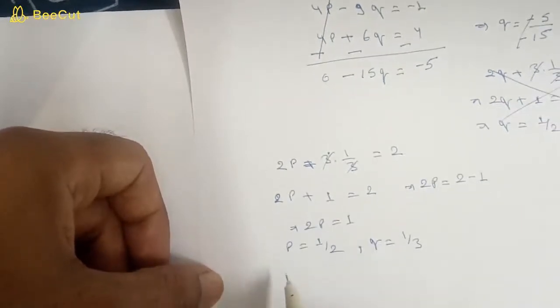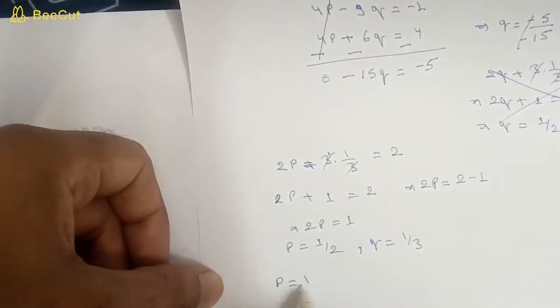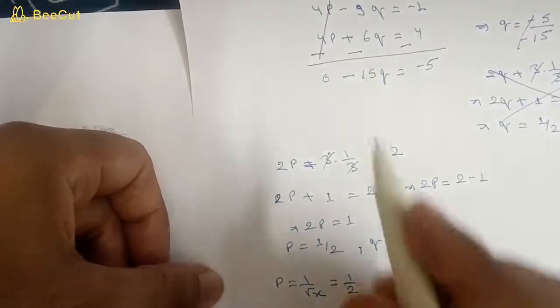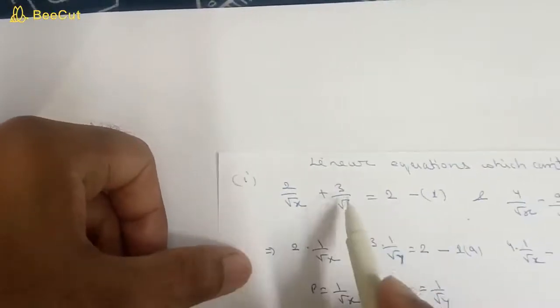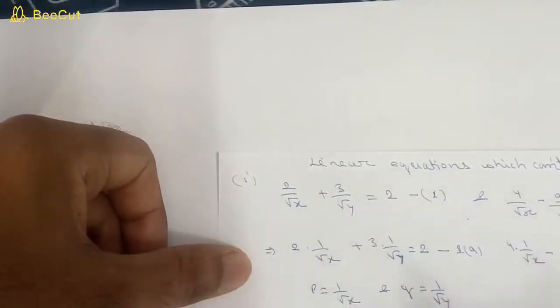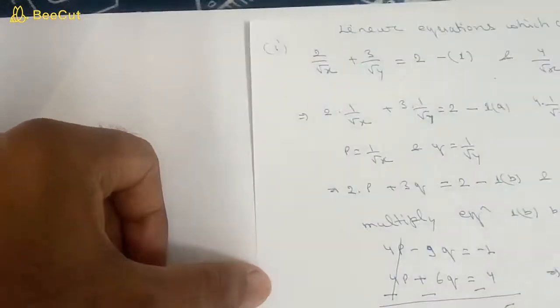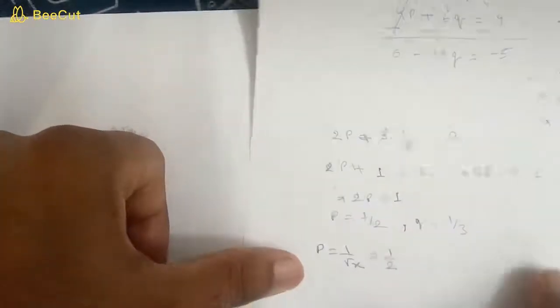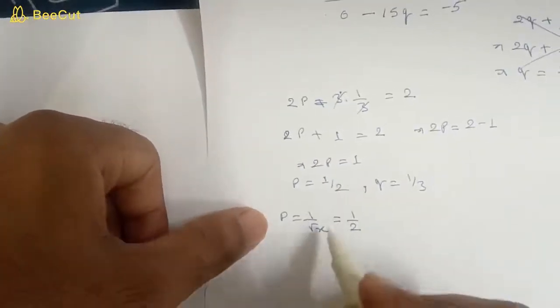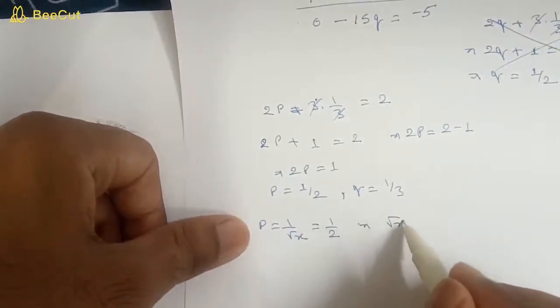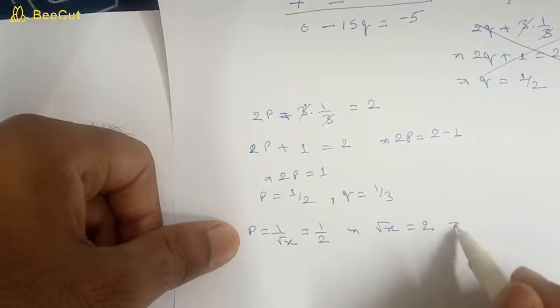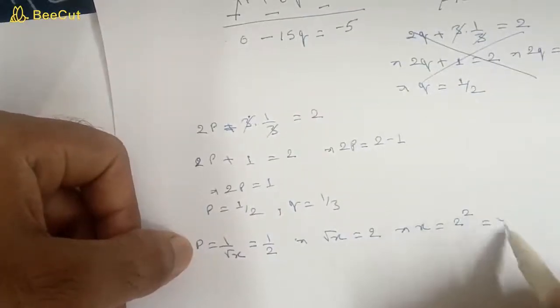Now we have assumed that p is equal to 1 by root x. So 1 by root x is equal to 1 by 2. We have to find the values in terms of x and y, because x and y are the actual variables, p and q are only assumptions. So we have to get the values of x and y. So 1 by root x is equal to 1 by 2, so root x will be 2. So x will be 2 to the power 2 is equal to 4.